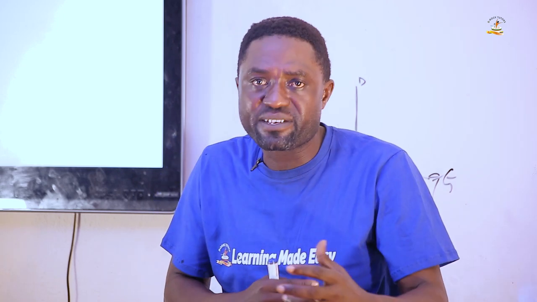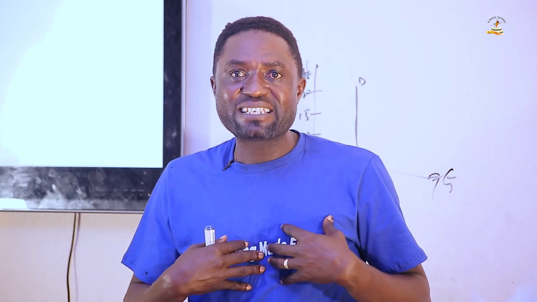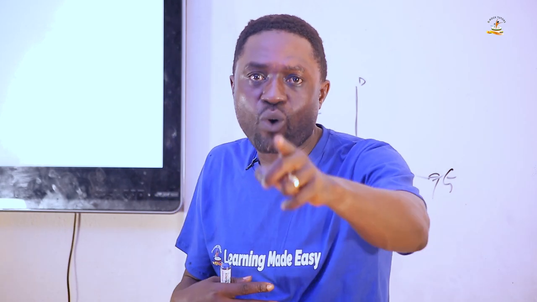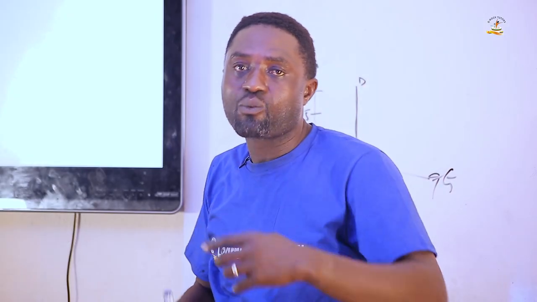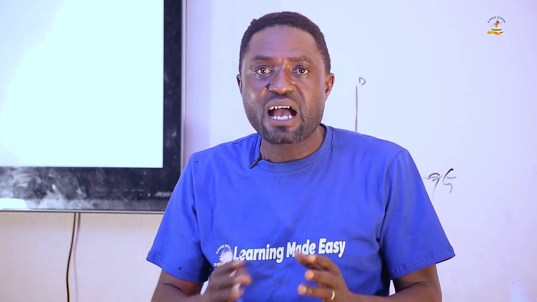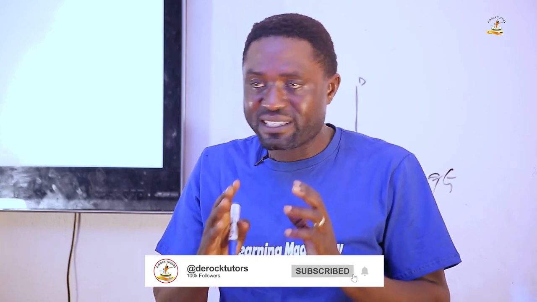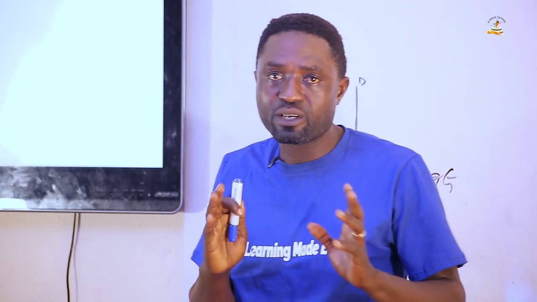So exchange can take place when I see someone who has what I need, and I am able to also give the person what he needs. So the perfect answer to that is barter exchange mechanism, which is the term double coincidence of want. That means you have what I need, then I also have what you need. Then we meet and we exchange goods for goods. That's the perfect answer, D, barter exchange mechanism.